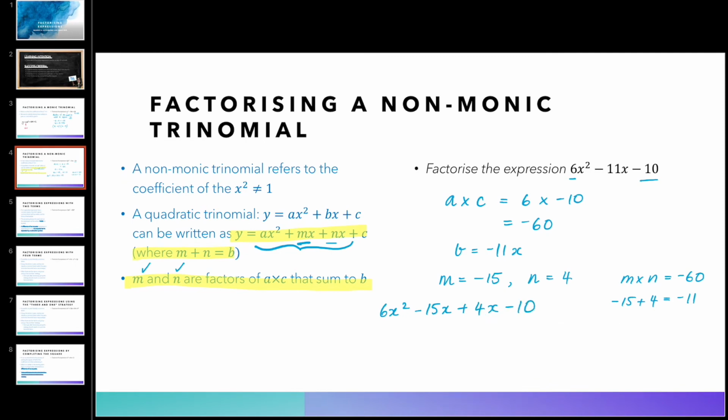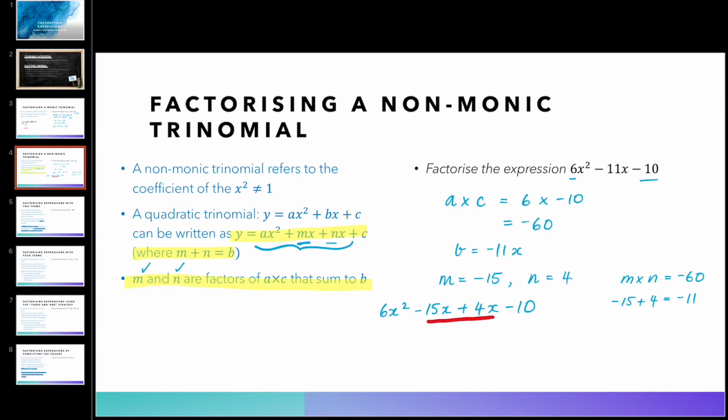Just take note that I have not changed the essence of the actual expression at all. All I've done is rewritten negative 11x in a more expanded form. If we were to simplify the like terms, negative 15x plus 4x will simplify to give us negative 11x. It's important that you check that when you expand, it still simplifies to give us our original b value. If it doesn't, it means that you've actually changed the expression that you were originally asked to factorise.